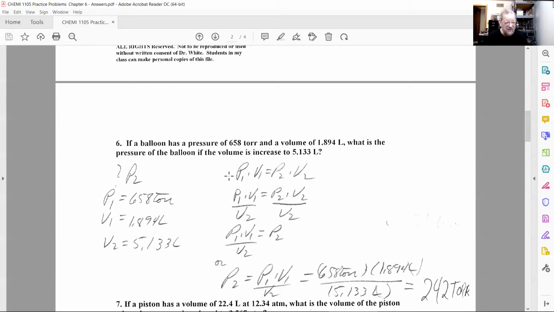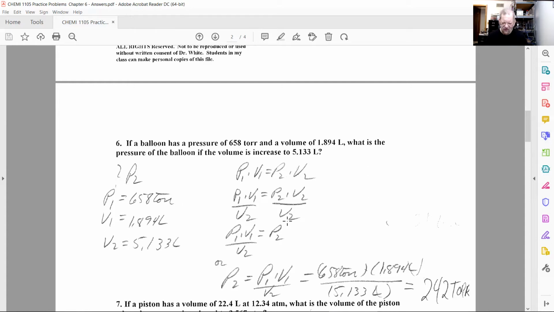So what are we going to use? Boyle's Law. P1 times V1 equals P2 times V2. Now we want to solve for P2. We figured that out. So how do I get rid of V2 on this side? When you're multiplying 2 numbers and you want to get rid of one, divide by that number, because anything divided by itself is 1. 1 times something else is that something else, in this case P2.